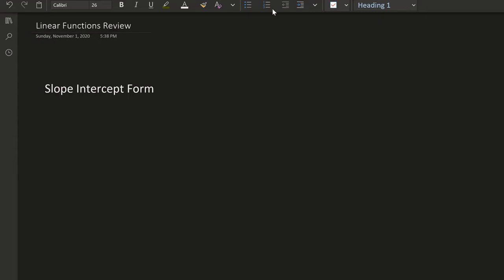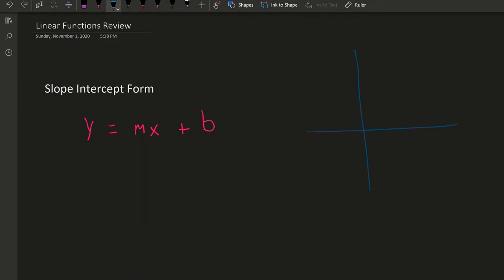So the first concept is slope-intercept form. This is the most common form of a line, and slope-intercept form is y is equal to mx plus b. Now, just as a reminder, when we have a line, we will have something that looks like this, and the x is the input, which is represented on the x-axis. The y is the output, which is represented on the y-axis.